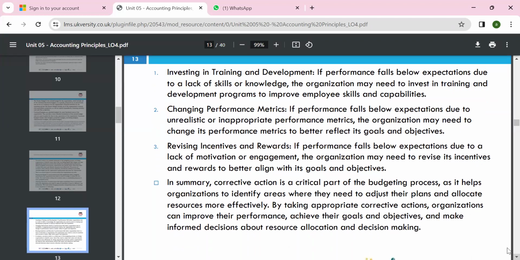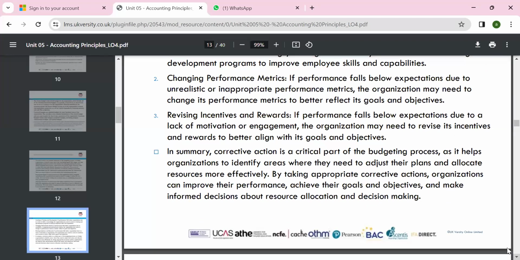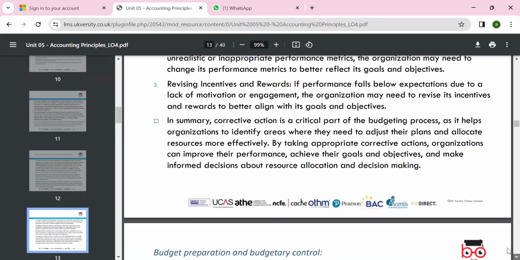We need to change the performance metrics so we can measure better and reflect the performance according to the environment, and review the incentive and reward. If someone is performing better and you don't give the right reward system and engagement, ultimately they will be demotivated, and demotivated staff are not going to achieve the goals and objectives of the organization. So in summary, corrective action is a critical part of the budgeting process to help the organization identify the areas where we need to adjust the plan and allocate the resources. Taking appropriate corrective action helps the organization to improve performance, allocate the resources and make the right decisions.